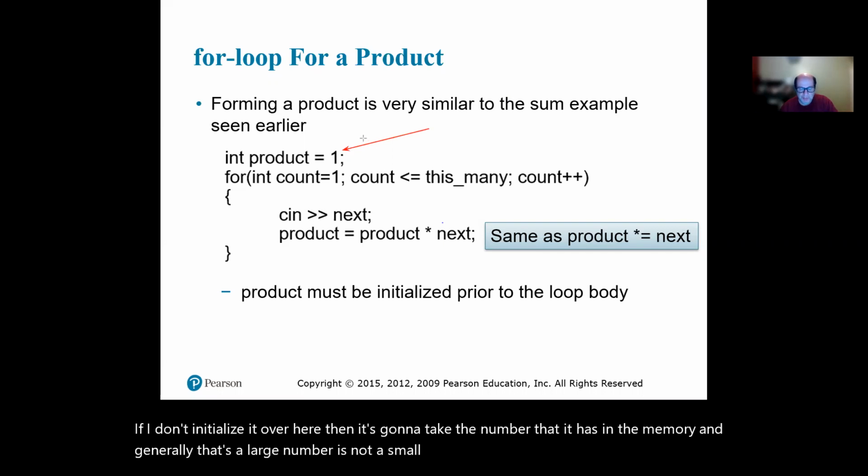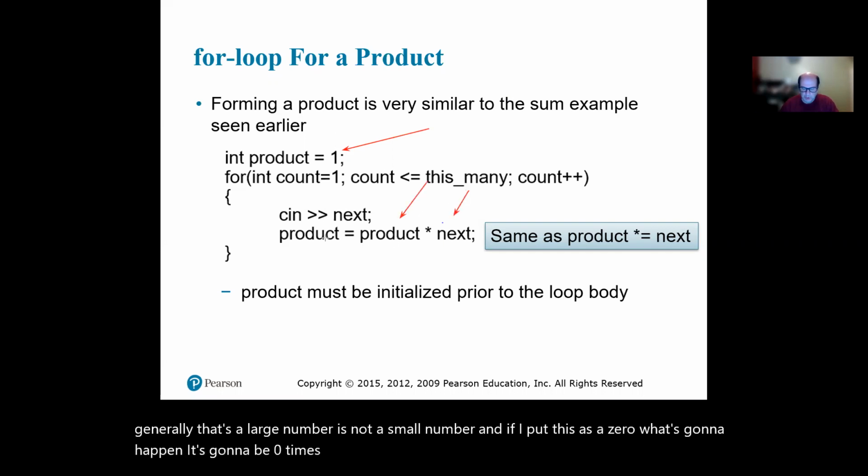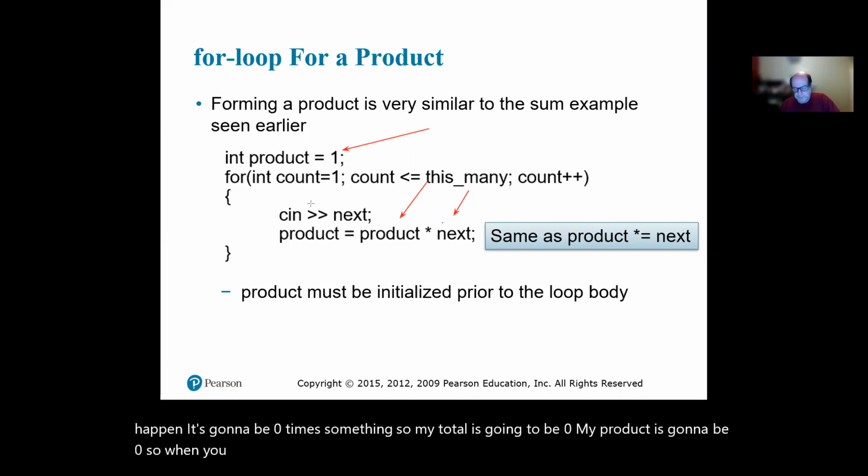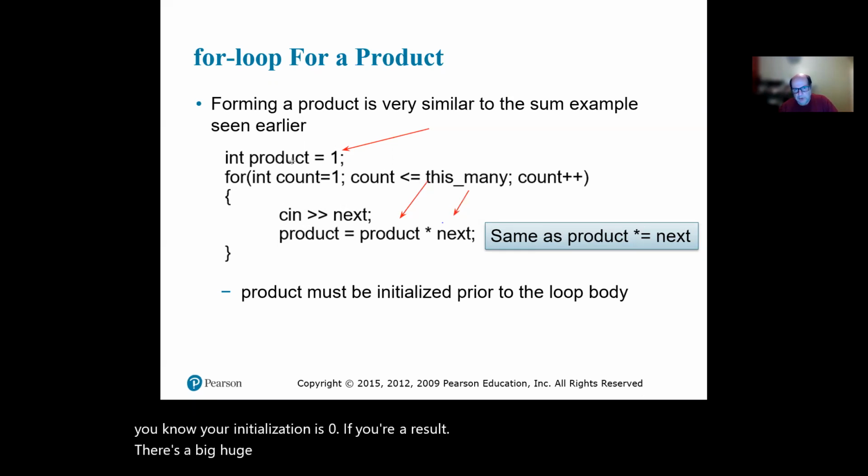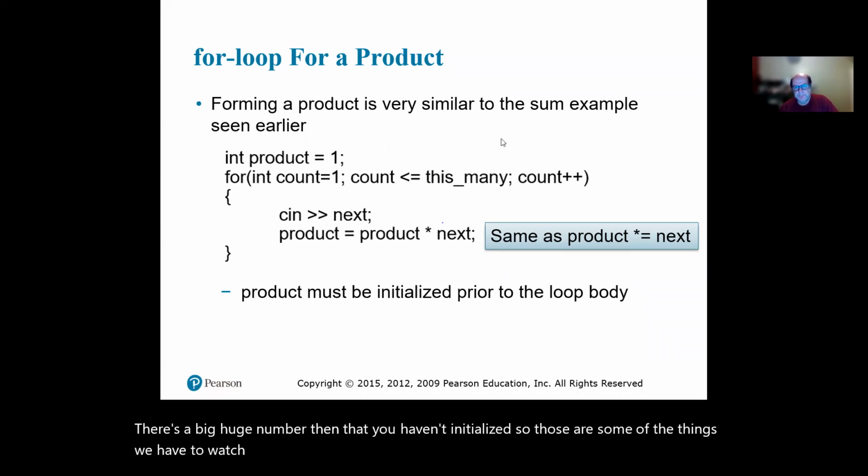And if I put this as a 0, what's going to happen? It's going to be 0 times something, so my total is going to be 0. My product is going to be 0. So when you run your program, something similar to this, and your result is 0, then you know your initialization is 0. If your result is a big, huge number, then you know that you haven't even initialized. So those are some of the things we have to watch out for.